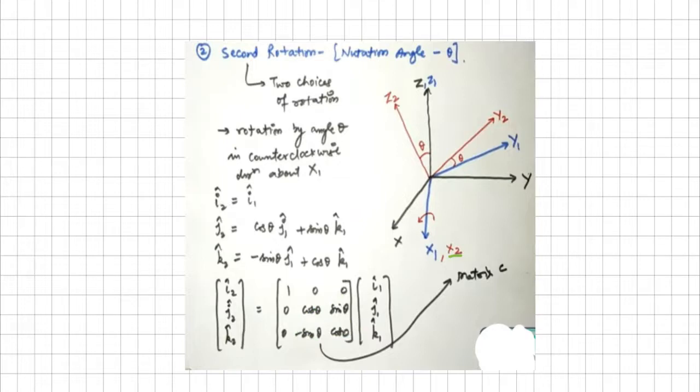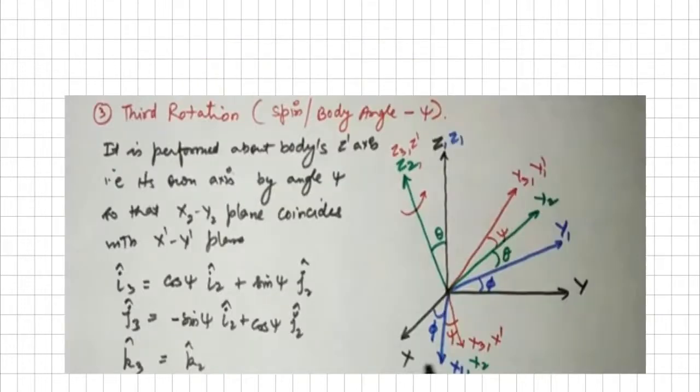Okay, now I'll proceed to my third rotation, and this rotation is called a spin rotation or body angle, that is psi. Here it is performed about the z axis, that is its own axis, by an angle psi. I know everything is getting complicated. Green is already used, so I'll have to change color again. This yellow color. I know it looks bad, but no option.